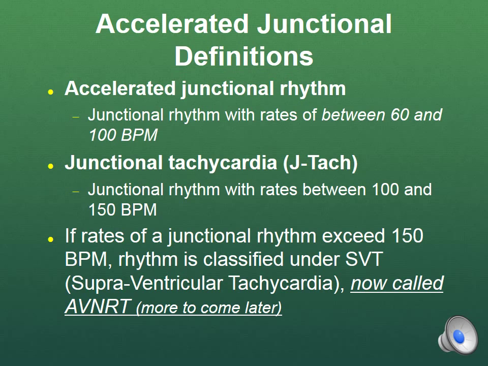Accelerated junctional: anytime the rhythm rate is above 60 but below 100, it's going to be an accelerated junctional rhythm. Anything above 100, generally to about 150, is going to be considered a junctional tachycardia. If the rate is exceeding 150 beats per minute, generally it's going to be classified as an SVT or AVNRT, which we will talk about at a later time.